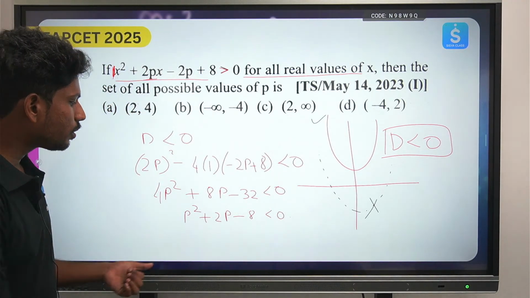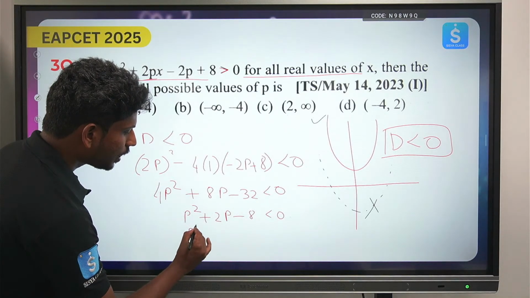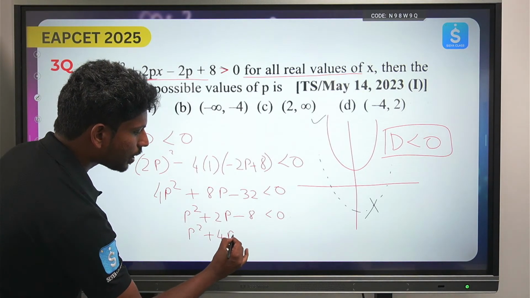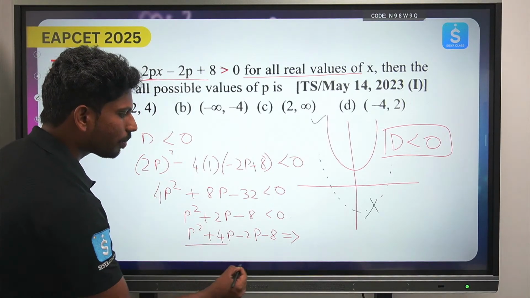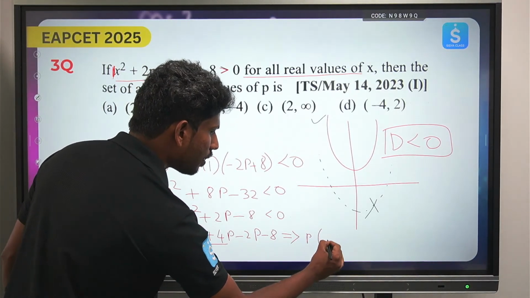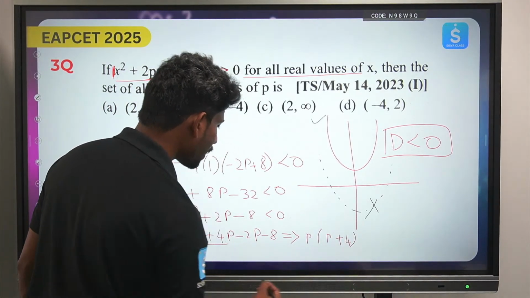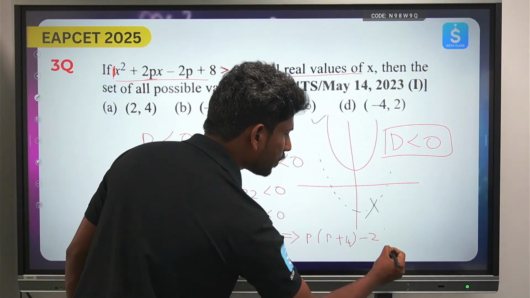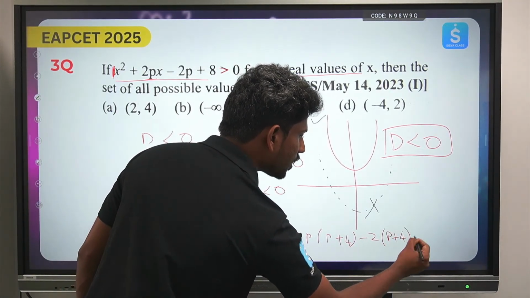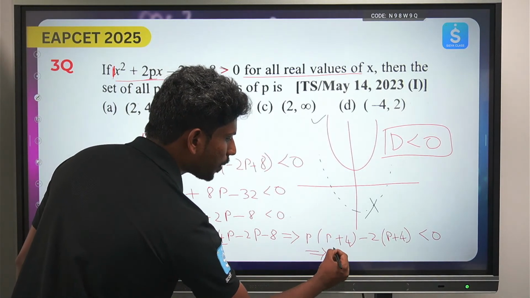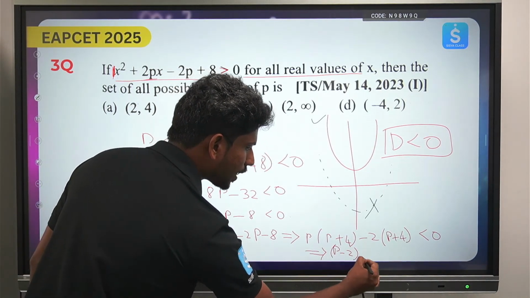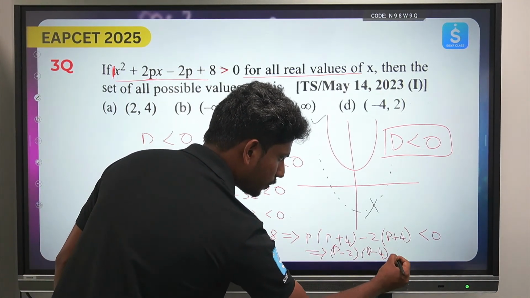Okay, p square plus 2p minus 8, that will be less than 0, right? Now what can I do? I can just split the middle term, right? p square plus 4p minus 2p minus 8. So from here, can I take p common? If I take p common, that will be p plus 4. And can I take minus 2 common? That will be minus 2 times p plus 4. So this will be less than 0. Now this will be equal to (p minus 2) into (p plus 4) is less than 0.